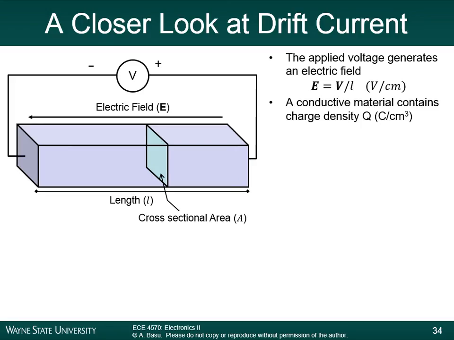So right now we're going to assume that we have an n-type semiconductor. In an n-type semiconductor, you have a lot of electrons, very few holes. So the electrons are the charge carrier. So just imagine that we have all these charges scattered through the material. The number of Q is the number of charges per centimeter cubed. So what's going to happen if those charges are placed in an electric field?